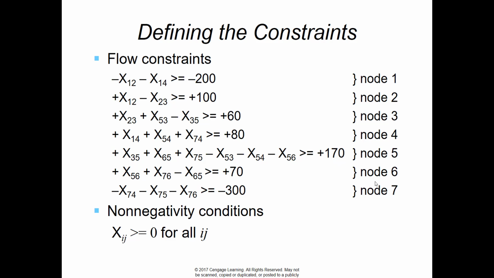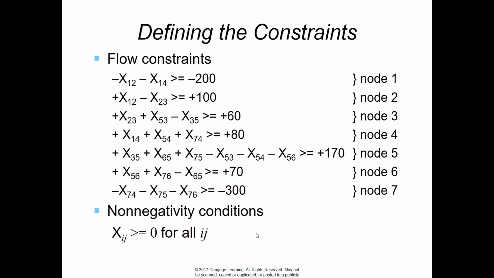So for each node we write the constraint. Remember that the number of variables in the network problem is equal to the number of arcs that we have, and the number of constraints is exactly equal to the number of nodes that we have, as you see in the constraints. And then we have one more set of constraints, which is the non-negativity conditions. That means all of the xij should be positive. We cannot send out negative material because it doesn't make sense, right?